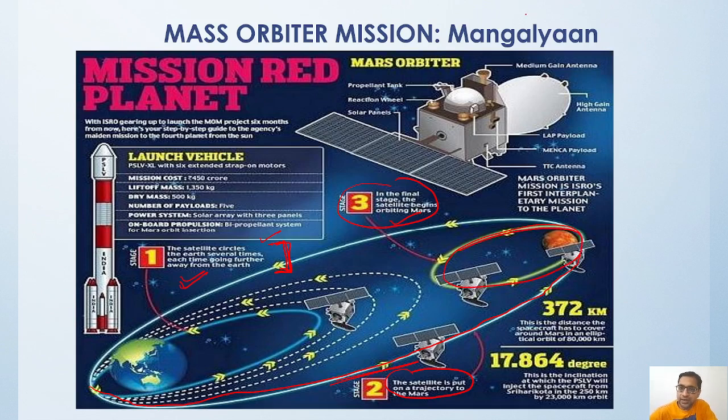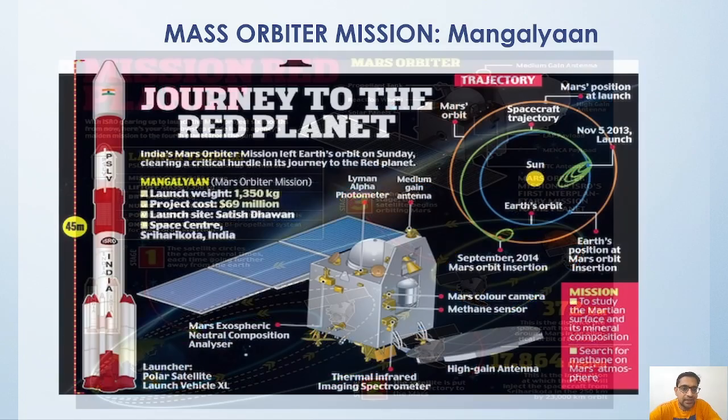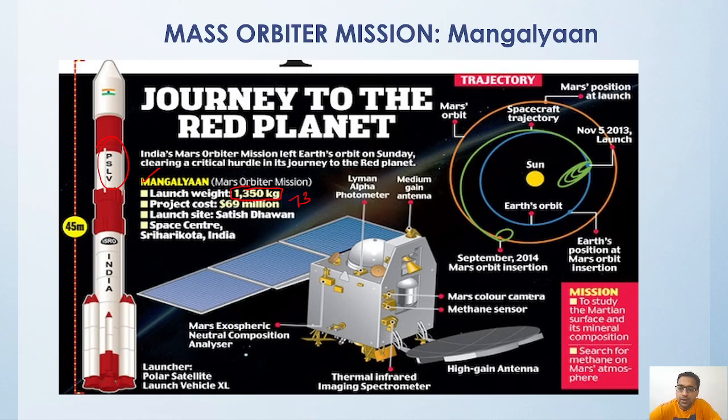Along with the Mars Orbiter Mission, we sent various types of payloads. We have the Menca payload, a TTC antenna, a high gain antenna, and a medium gain antenna. These are all taking images of Mars to understand the composition of Mars and everything. So this is the whole technical know-how regarding how the Mars insertion mission happened.